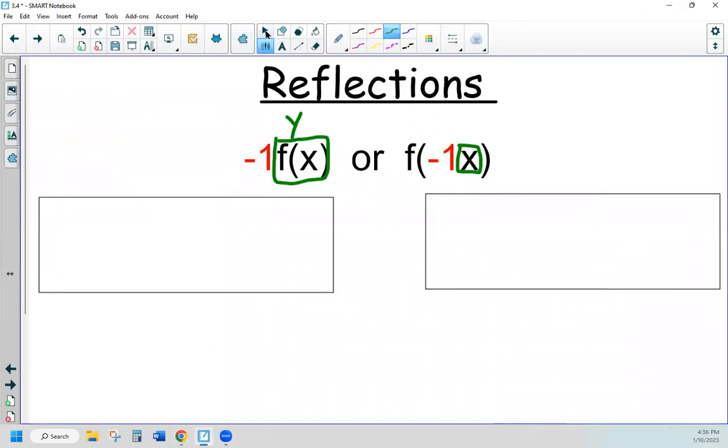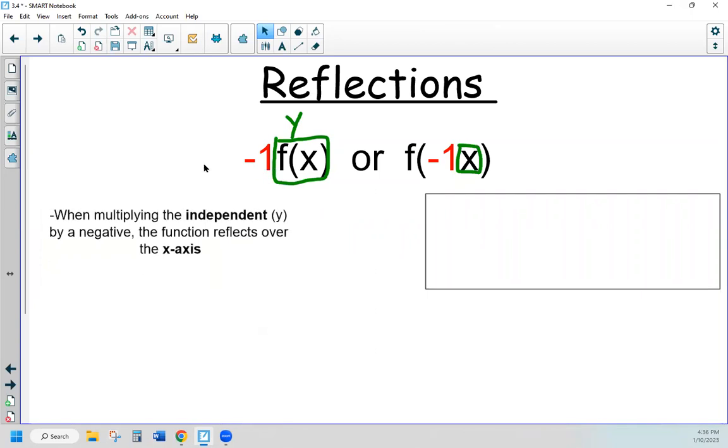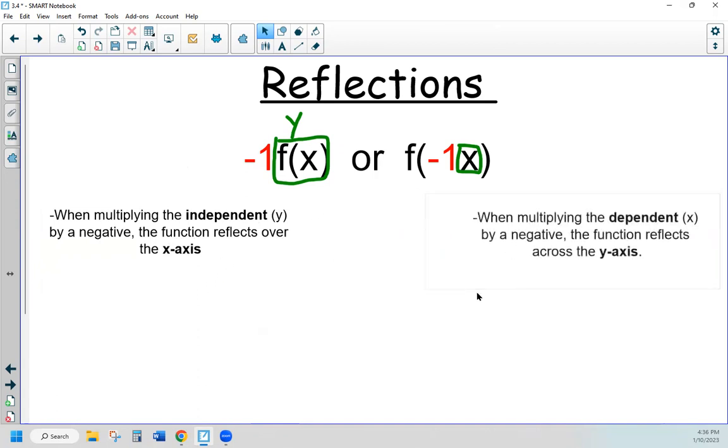This is what we're going to go ahead and do. Let's wrap up all the information that we did and put it in a little pretty sentence. Here it is. When multiplying the independent, meaning the y's, by a negative, the function reflects over the x-axis. This one, when multiplying the dependent, which is the x, when multiplying the x by a negative, the function reflects over the y-axis. Over the y-axis.